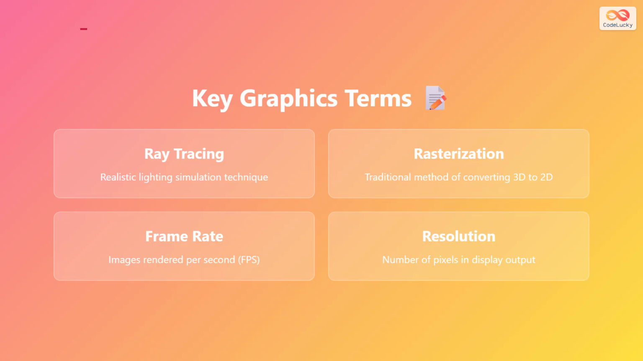Let's cover some essential graphics terminology. Ray tracing is a realistic lighting simulation technique that traces the path of light rays to create incredibly lifelike reflections and shadows. Rasterization is the traditional method of converting 3D objects into 2D images on your screen. Frame rate refers to how many images are rendered per second, measured in FPS or frames per second. And resolution is the number of pixels in the display output, such as 1920 by 1080 or 3840 by 2160.